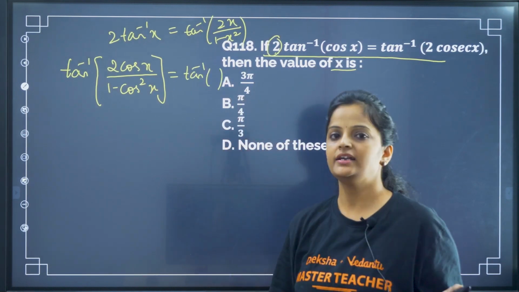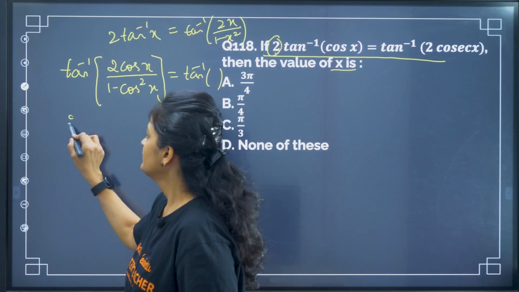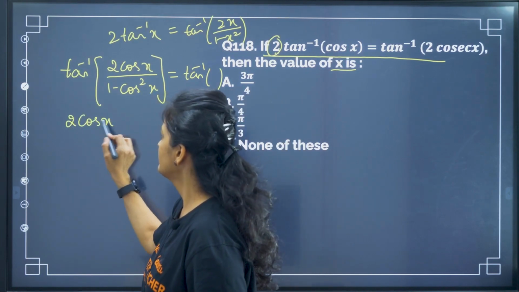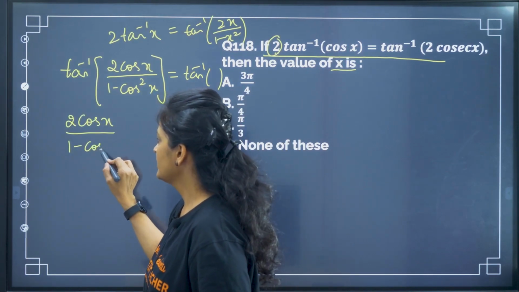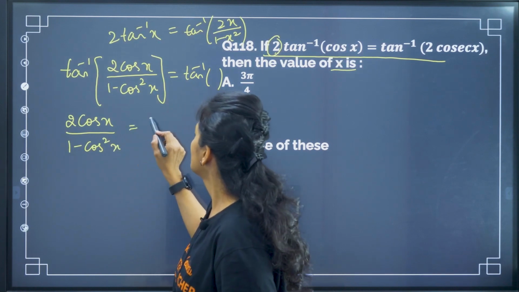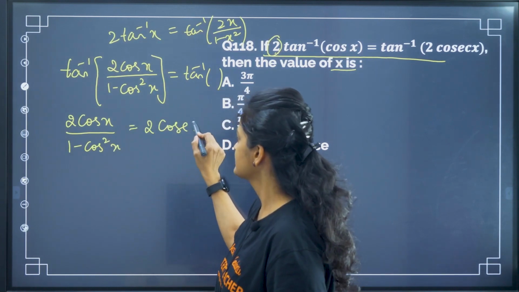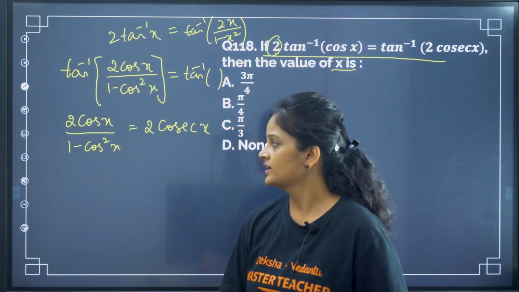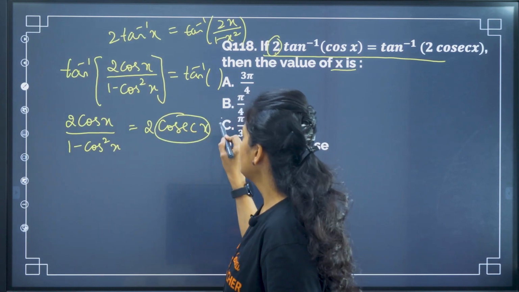Now first eliminate tan inverse on both the sides. We have 2 times cos x divided by 1 minus cos square x, that is equal to 2 times cosecant x, which I can take as 1 by sin x.